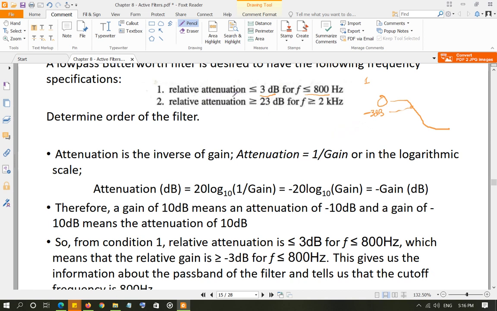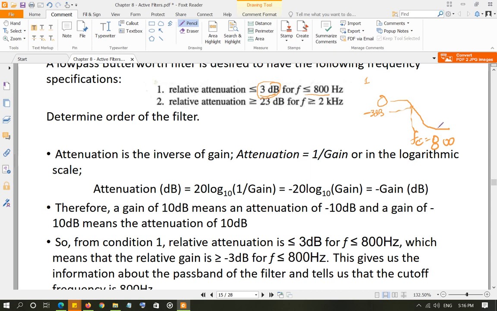So when they are talking about attenuation, which is the opposite of gain, the negative of gain, they are saying the attenuation is less than or equal to positive 3 decibel for frequencies less than or equal to 800 hertz. So this is the cutoff frequency they're given, 800 hertz. From this piece of information, you know that the cutoff frequency is 800 hertz.